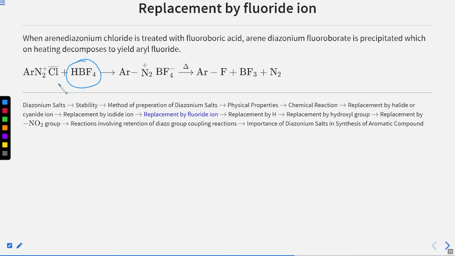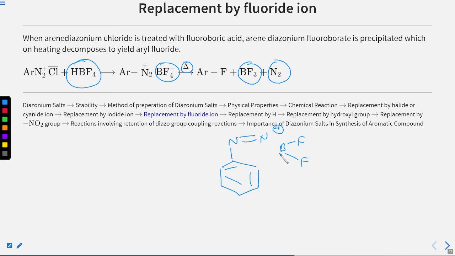We first treat it with HBF4. On treating with HBF4, what will happen? We will get BF4 minus. Now further, if you heat it, it will undergo an intramolecular reaction, and this F minus will be donated onto Ar, and this N2 will leave, and we will have BF3 also. So you can see the reaction looks very easy. We have this N2 plus and BF4 minus as the counter ion.